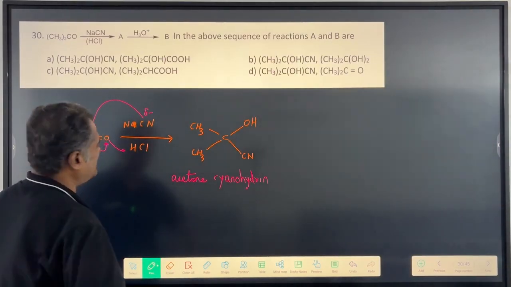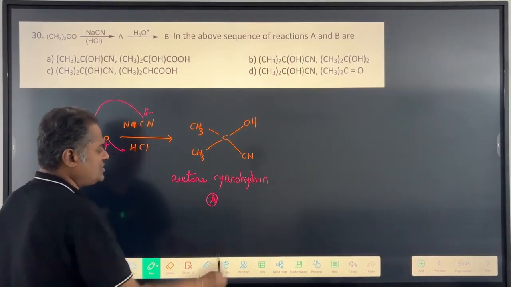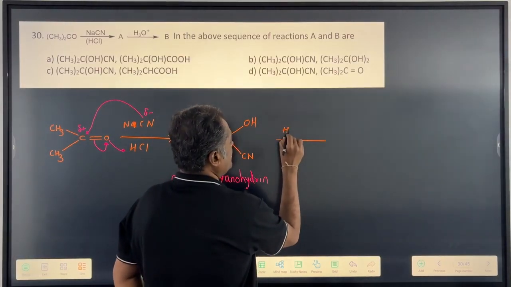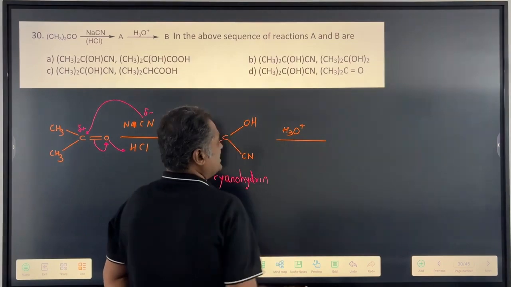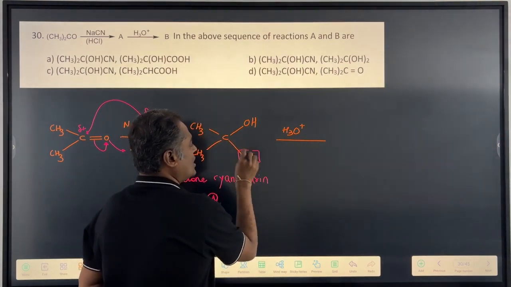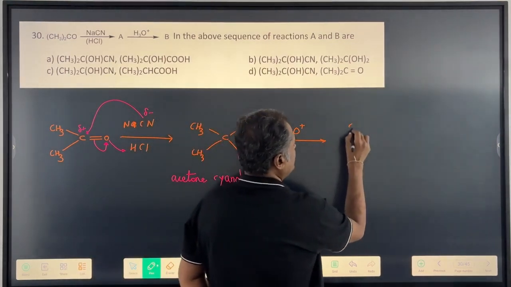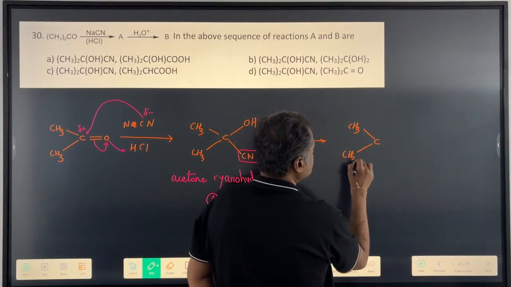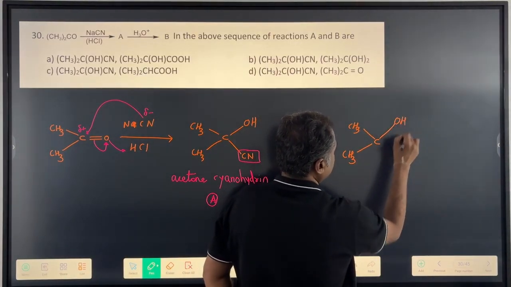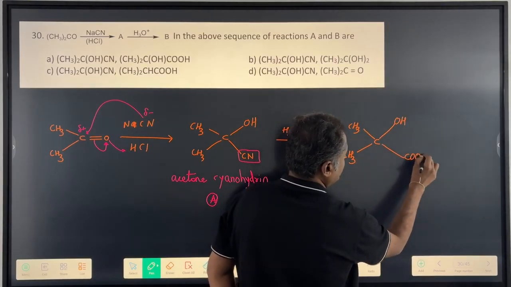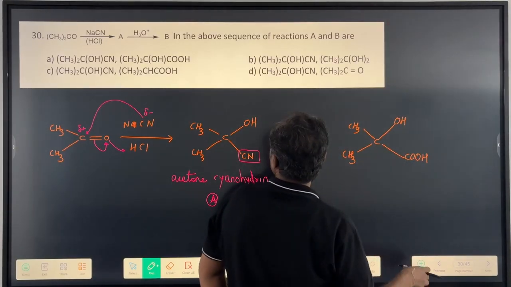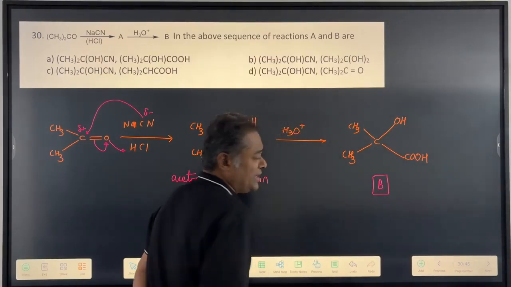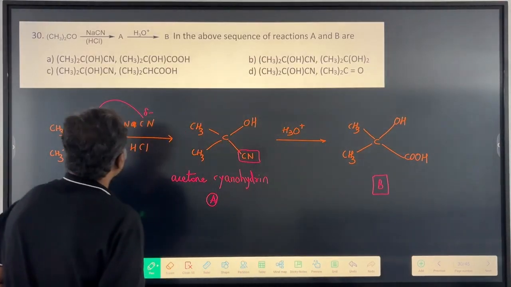Now, this is nothing but compound A. What is the next thing? This compound undergoes further hydrolysis. When you do further hydrolysis, we know that your cyanide group can get hydrolyzed to a carboxylic acid. So the product obtained would be CH3, CH3, here you have OH and here you will have a carboxylic acid. So this is my compound B, which needs to be the answer key. So let's check what should be the answer.